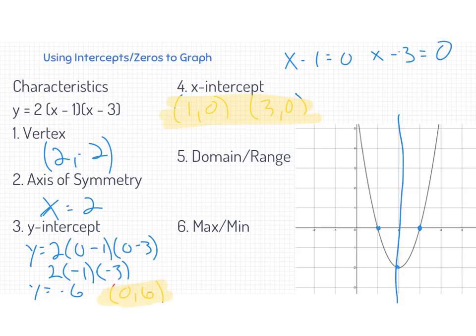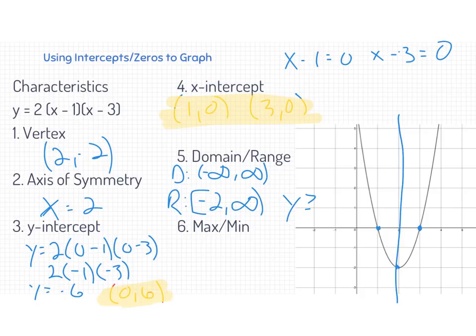Then our domain and range. So we'll go domain first. So our domain is from negative infinity to positive infinity. Our range, writing it in interval notation, goes from negative 2 to positive infinity. And a lot of you have written it like this in inequality, which is totally okay. y is greater than or equal to negative 2. Since it is concave up, we have a minimum at y equals negative 2.